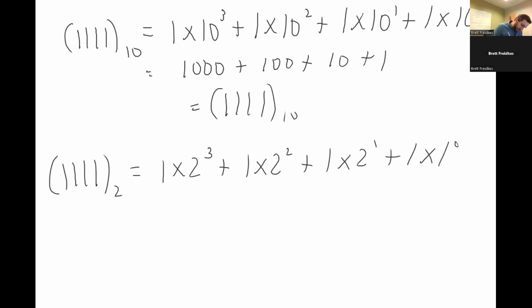You can see that the exponents here match. The thing that changes is the number that's in the base. If I'm in base 10, those are 10s. If I'm in base 2, they're 2s. So this is going to be 8 plus 4 plus 2 plus 1. It's 12 plus 2 is 14 plus 1 is 15.